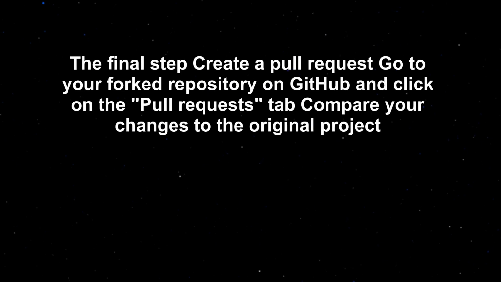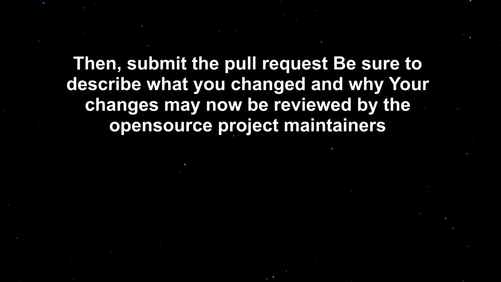The final step, create a pull request. Go to your forked repository on GitHub and click on the Pull Requests tab. Compare your changes to the original project. Then, submit the pull request.